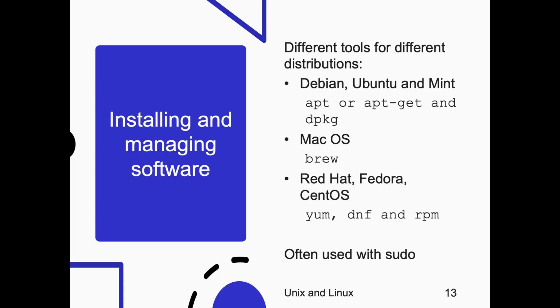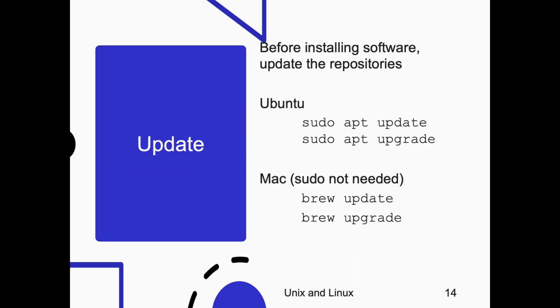When it comes to installing software, the tools depend on your distribution. So if you're using Debian, Ubuntu, or Mint, you can use this command here. macOS, you'll use brew. And then if you're using Red Hat or CentOS or Fedora, then you can use these. You can update package lists before you install the new software, which makes sure that you get the latest versions.